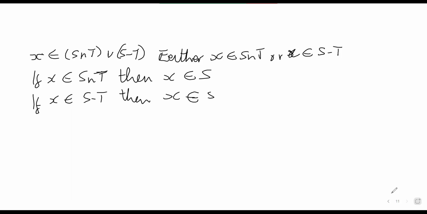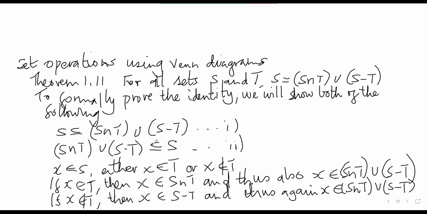So we have proved the two sides. We have proved that this is a subset of S, and we have proved that S is a subset of this, and therefore S is equal to S intersection T union S minus T. So this is proving it formally. If we look at using the Venn diagram, it becomes easier.